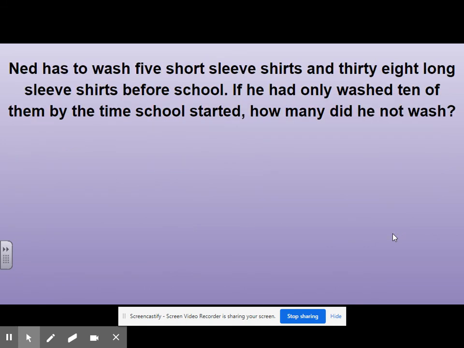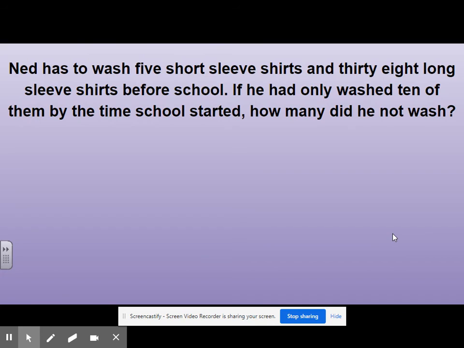All right, I want you to try this next one with me. Go ahead and draw your bar model on your piece of paper, and we'll go through it together. Here we go. Ned has to wash 5 short sleeve shirts and 38 long sleeve shirts before school. If he had only washed 10 of them by the time school started, how many did he not wash?